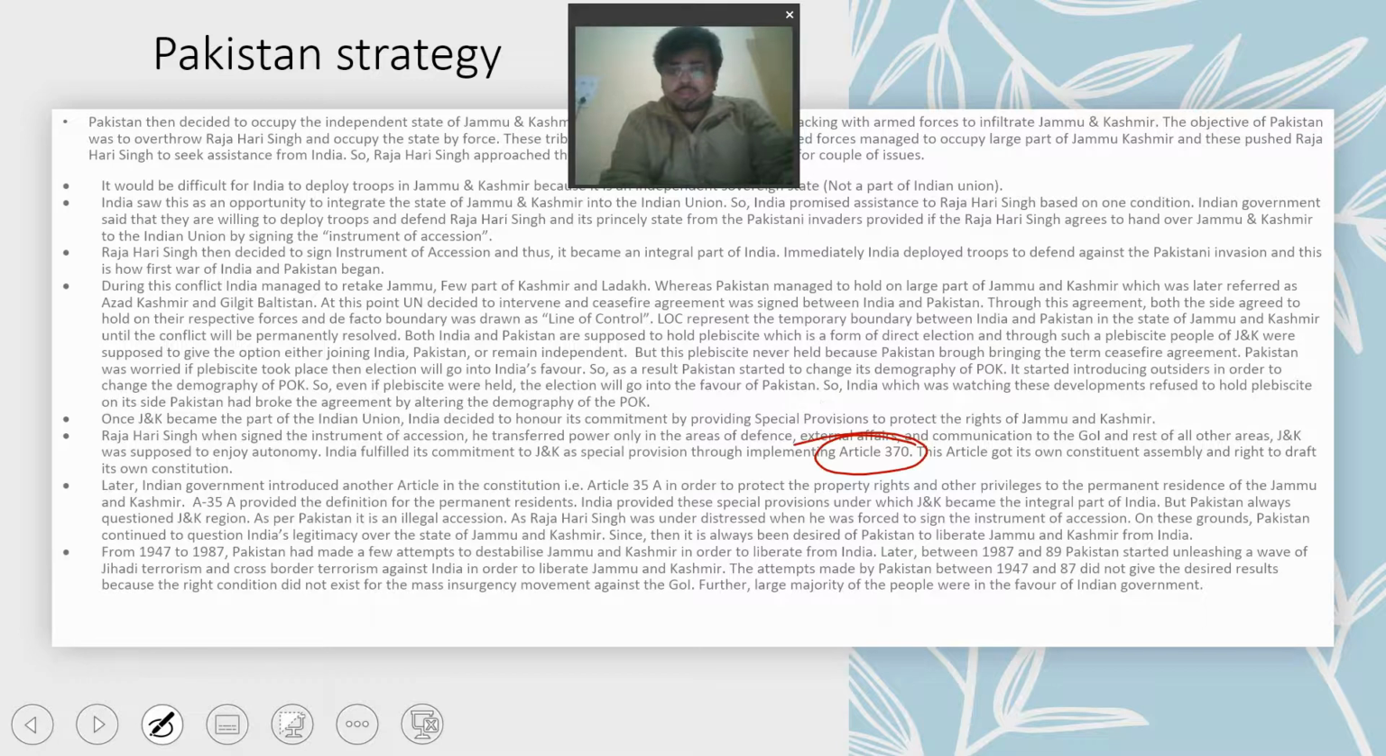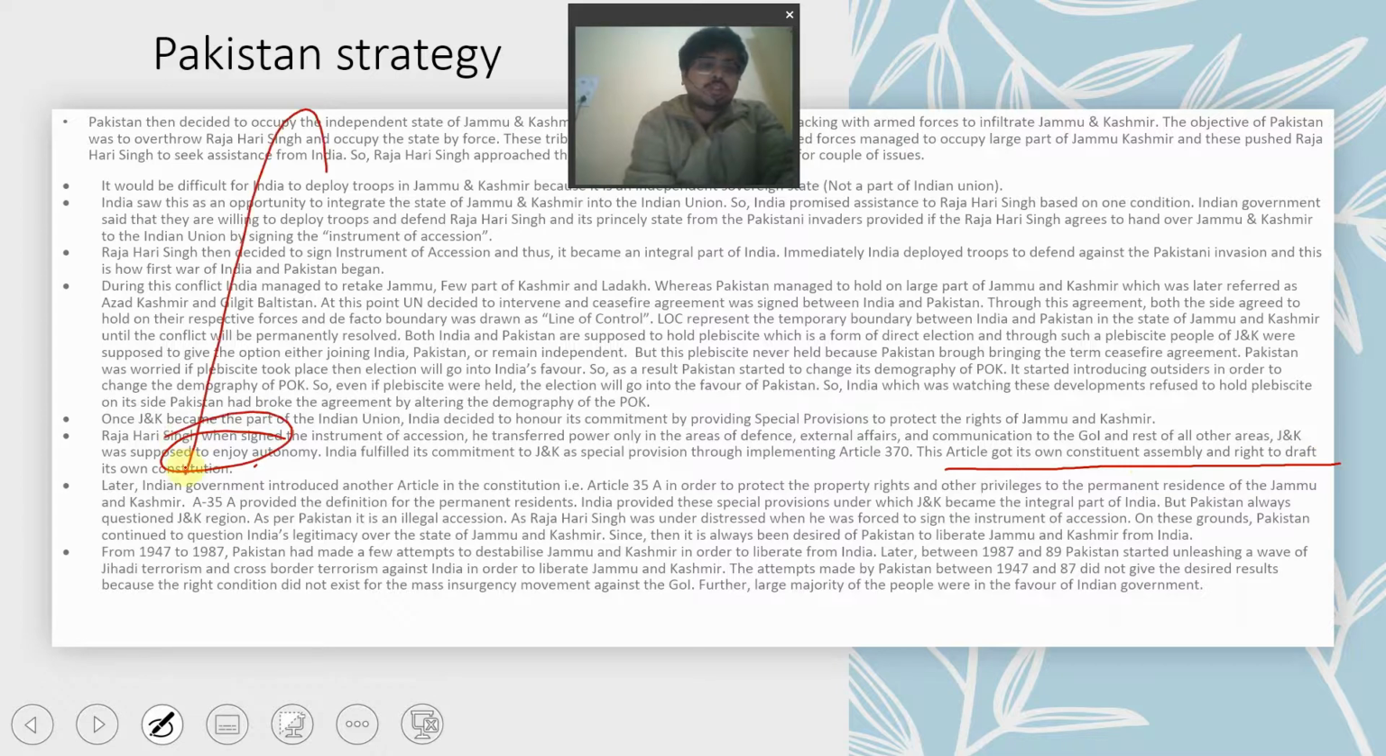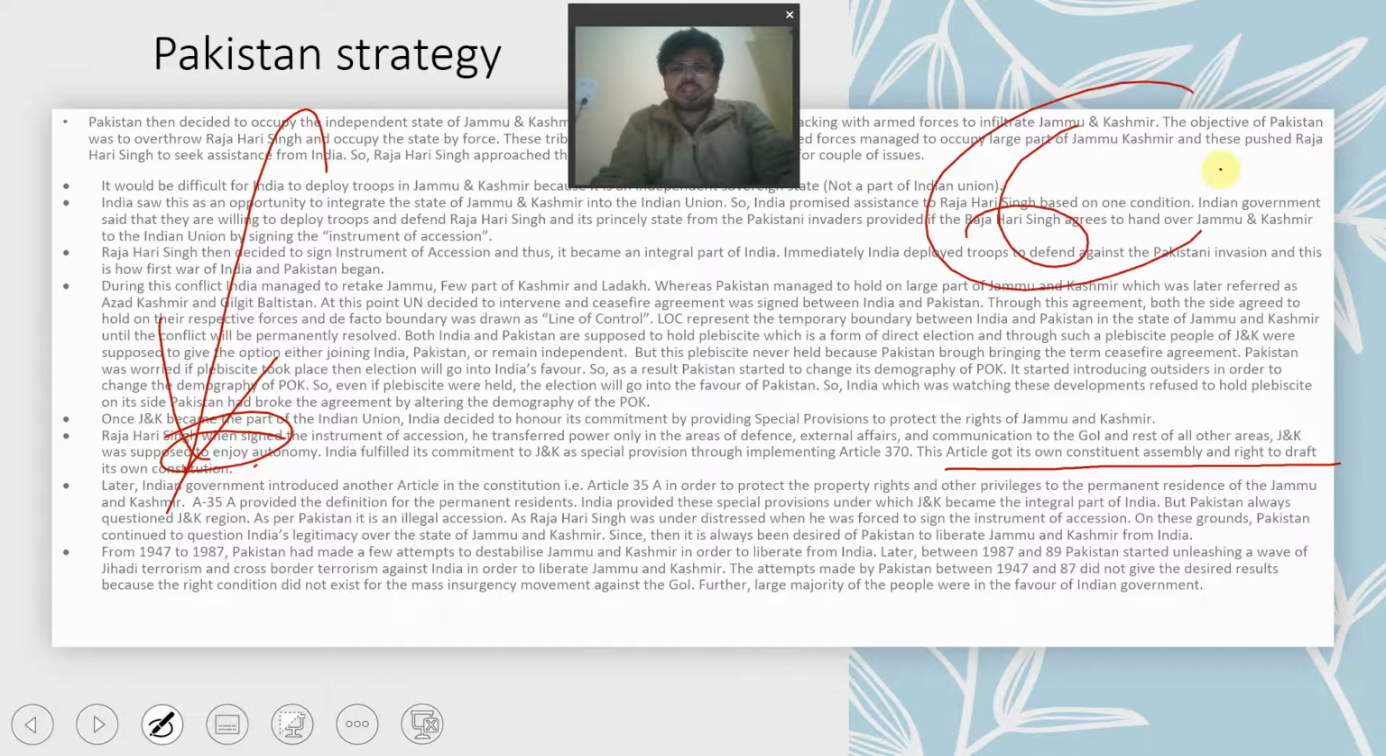So Article 370 was given to the Jammu and Kashmir people, and this article gave it its own constituent assembly and the right to draft its own constitution. So the constitution of Jammu and Kashmir was different from India's. They had their own constitution, their own flag and all. They also had their own term for the legislative assembly, of around 6 years.